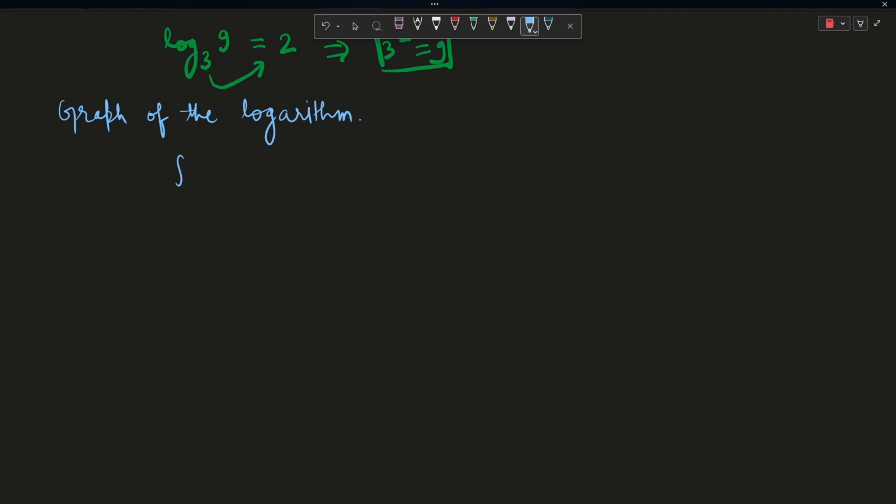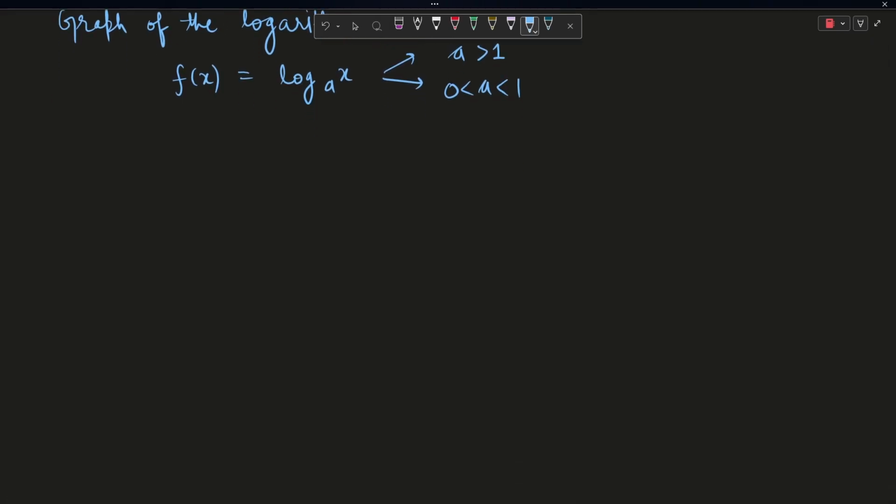So I have a function f of x represented by log to the base a x. Now there are two conditions which are possible. Either a is having the value greater than 1, or a is having the value between 0 and 1. For both the cases, the graphs are different, right? So let's take case 1.